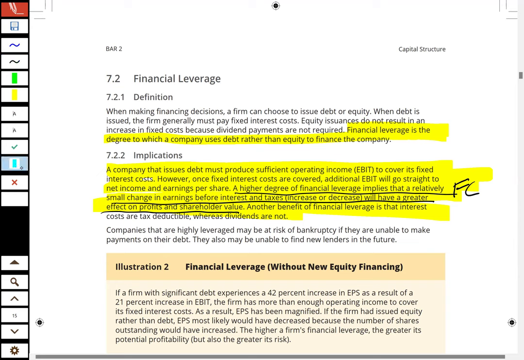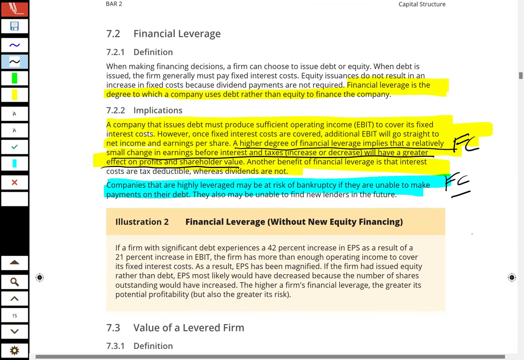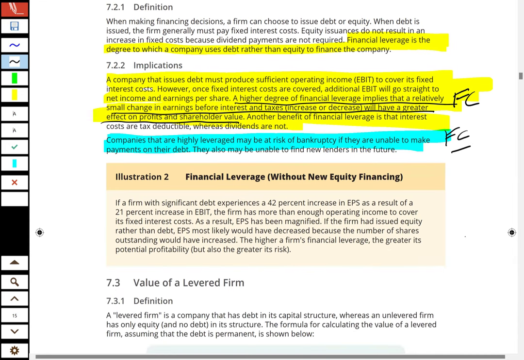The sad part is that companies that are highly leveraged may be at risk of bankruptcy if they're unable to make payments on the debt. So that's the big downside: if you're not able to cover the debt, then what? Okay, good. Now, come over. I'm not going to read that example.